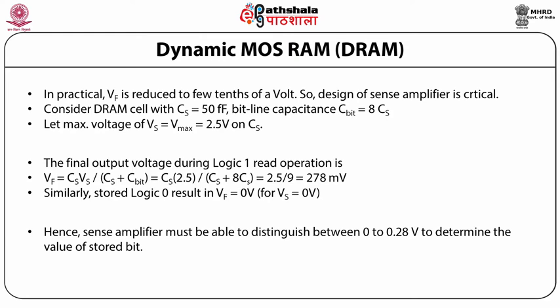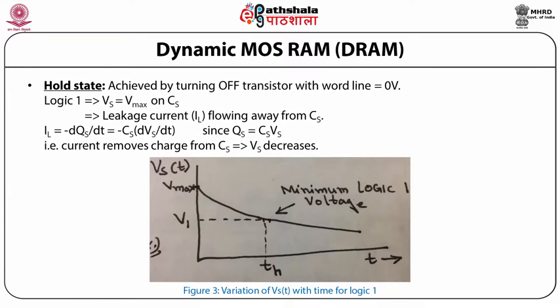stored bit. Hold state is achieved by turning off the transistor with the word line equal to 0 volts. So logic 1 implies Vs equal to Vmax on Cs, implying a leakage current IL flowing away from Cs. So IL equal to minus dQs by dt equal to minus Cs dVs by dt, since Qs equal to Cs Vs. That is, the current removes charge from Cs, implying Vs decreases. Now this is shown graphically in this figure.